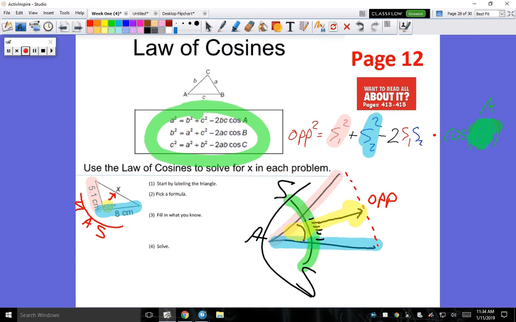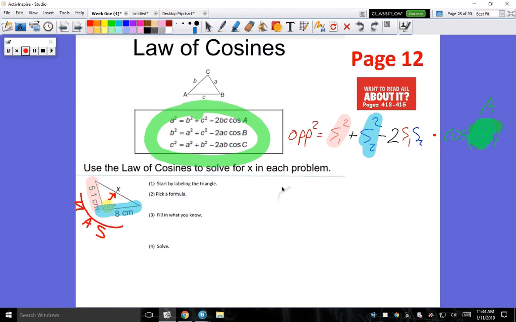Okay? Here we go. So if I set this up as my equation to solve it, I'm going to use the one that I just showed y'all with the opposite squared. Opposite is x squared. We don't know what this opposite side from the angle is. And it's equal to side 1 squared plus side 2 squared, minus 2 times side 1 times side 2 times the cosine.